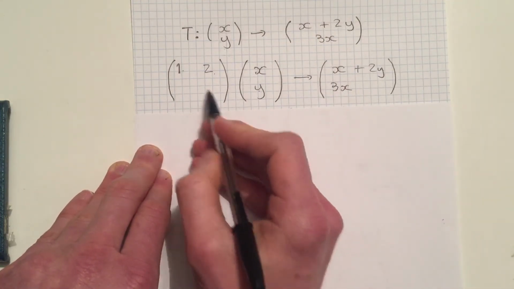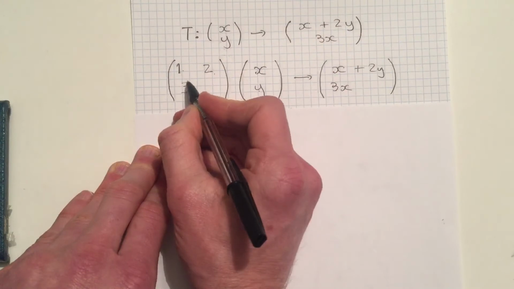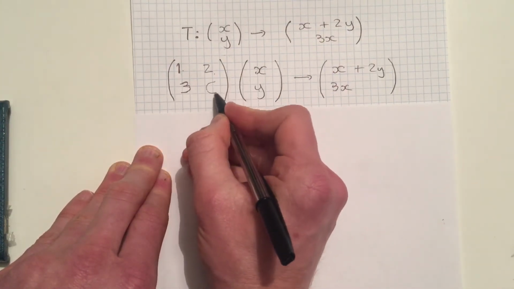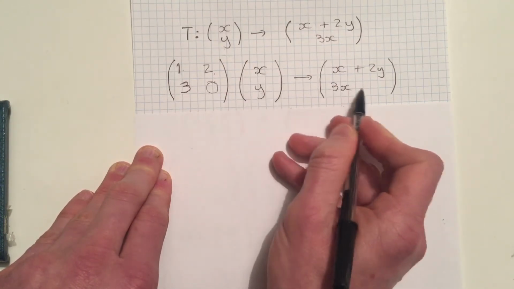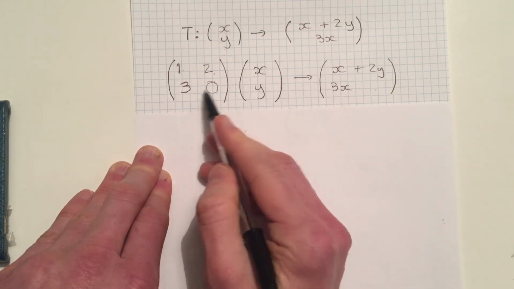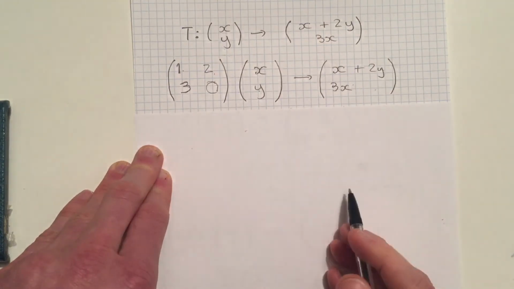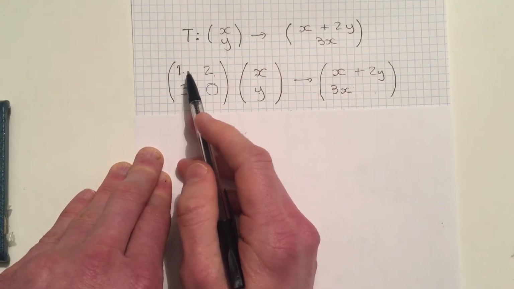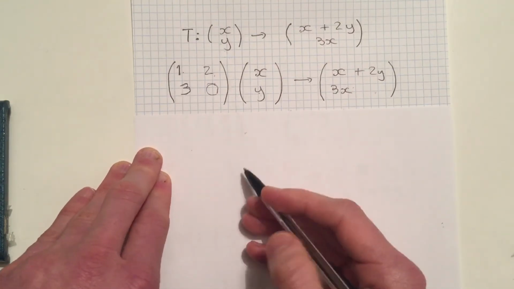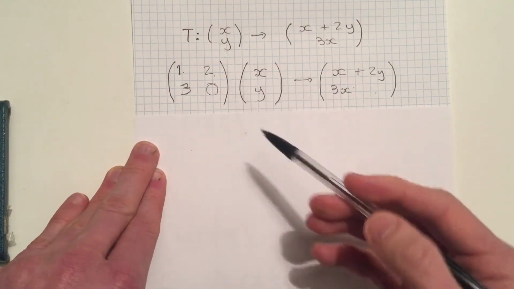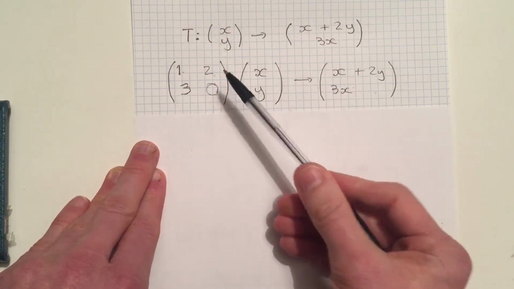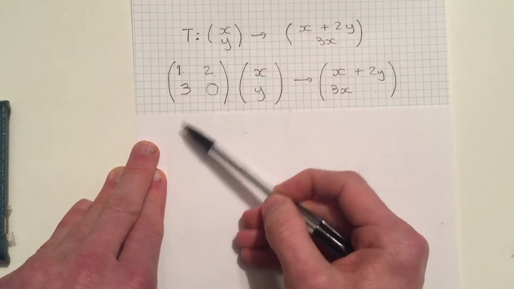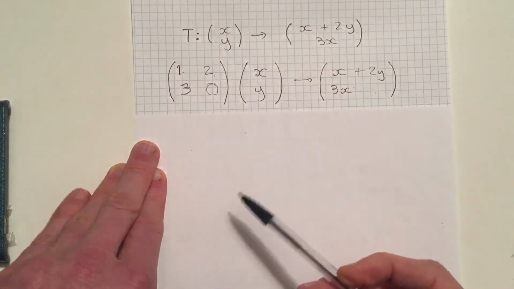Down here, I know this is going to have to be a 3 to give me a 3x, and this is going to have to be a 0 to give me a 0y. So 3x plus 0y. So the transformation T is the matrix 1, 2, 3, 0. This is a linear transformation because I can represent the transformation with a 2 by 2 matrix where each of the elements is a constant number.